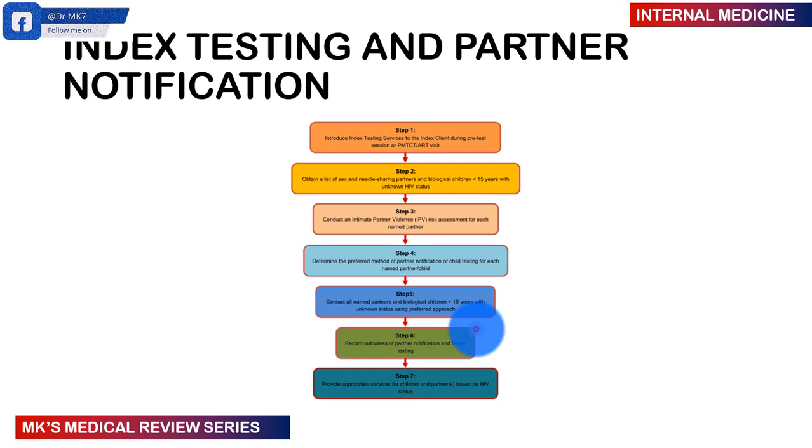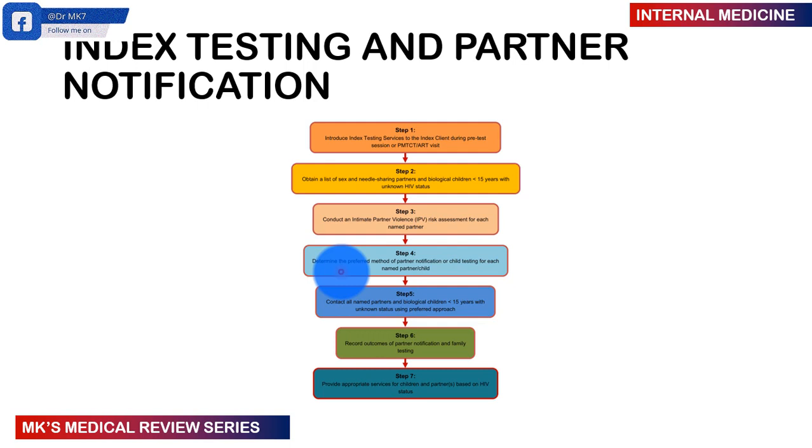So here's the index and partner notification. Step 1 is to introduce the index testing service to the index client during the pre-testing session, or the PMTCT or ART visit. Then, of course, obtain the list of the partners and also the biological children below the age of 15 with an unknown status. Then step 3, we should conduct the intimate partner violence risk assessment for each partner. Then, of course, we should determine the preferred method of partner notification or child testing for each named partner or the child. Remember the different types that I talked about earlier on.